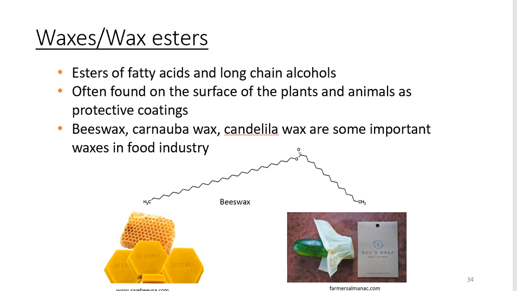Producers spray the apples with a thin layer of wax to prevent such moisture loss, as well as to make the apple look shiny, which is more appealing. Okay, this is one food application.